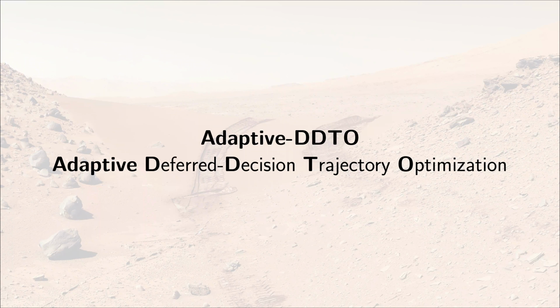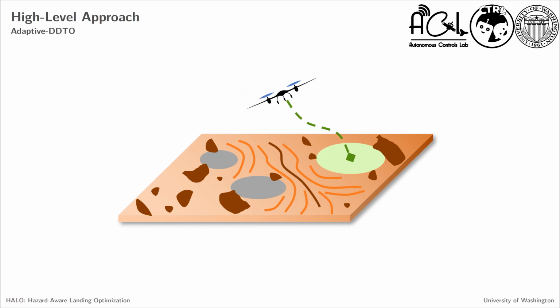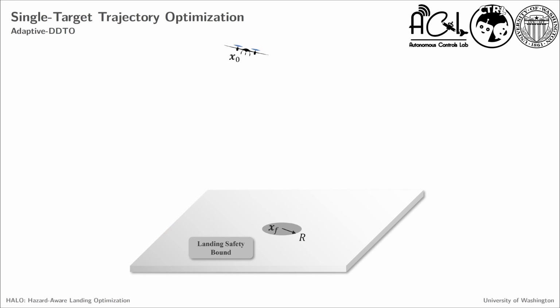Next, we will look at the adaptive deferred decision trajectory optimization algorithm. At a high level, we want to consider multiple targets simultaneously and generally move in their direction. Eventually, while descending, we may select a target to lock onto once we have enough information about it. We can start by considering a single target trajectory optimization problem between initial condition x0 and terminal condition xf, with a target safety bounding radius r.